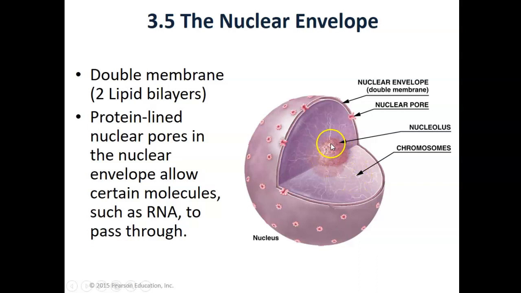In the center of the nucleus, we have a dark stained region called the nucleolus. The nucleolus is the place where the ribosome is being synthesized. Ribosomes play an important role in protein synthesis.